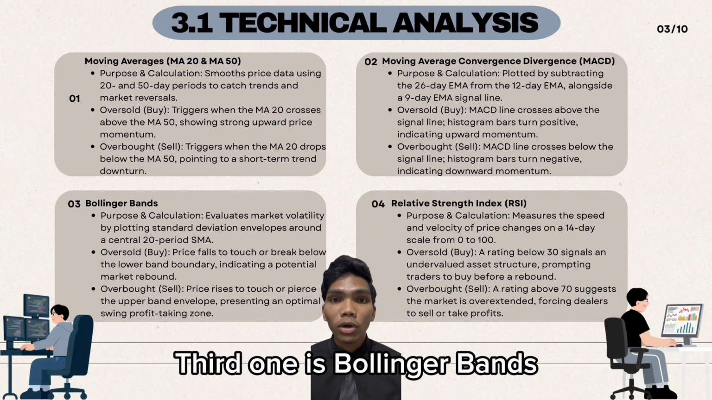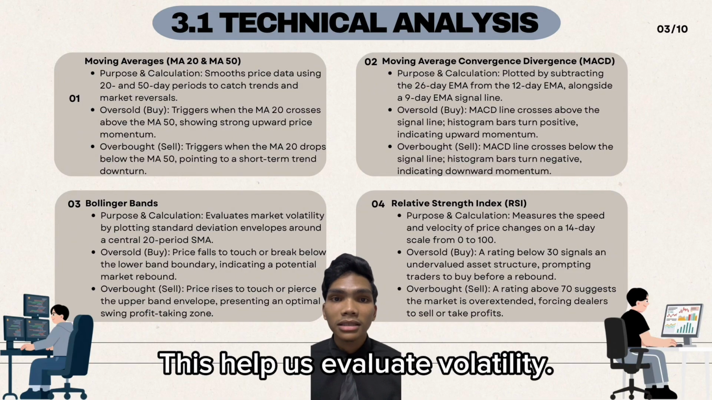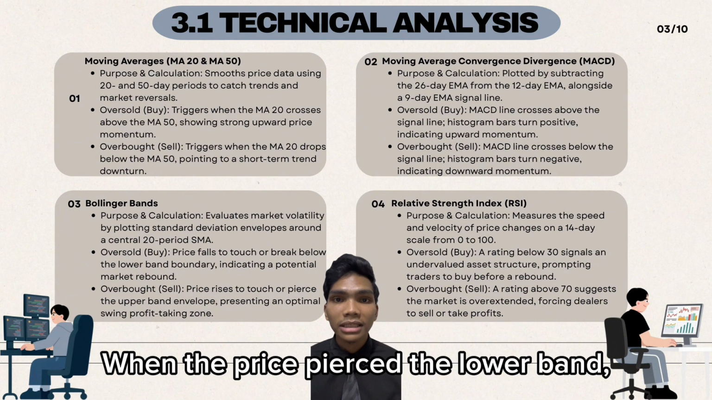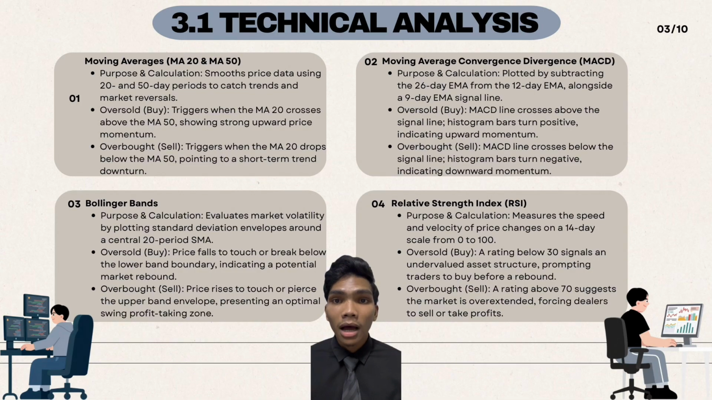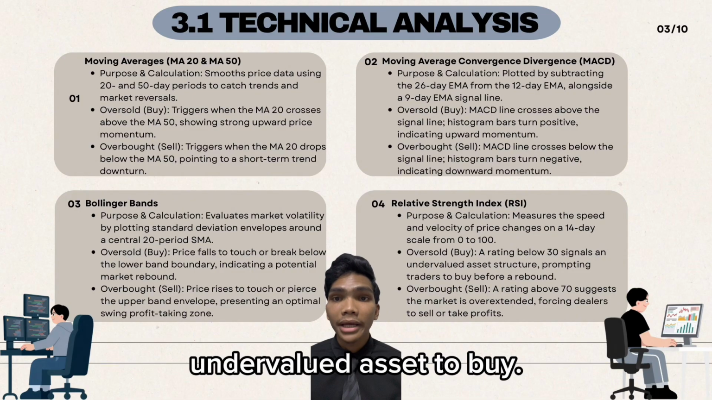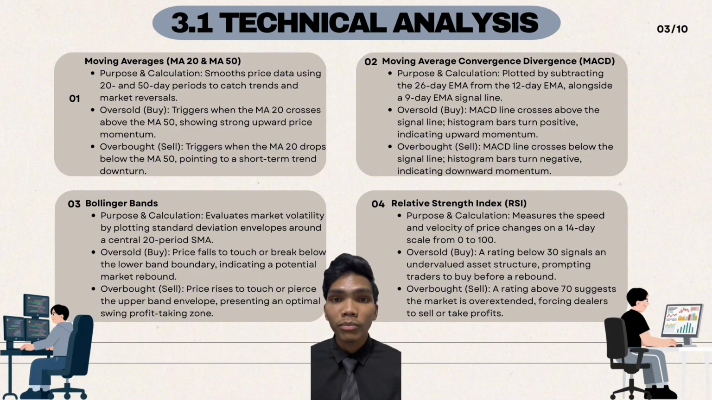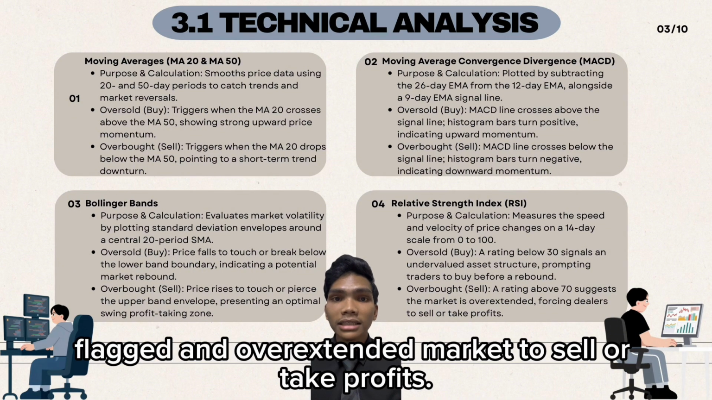Third one is Bollinger Bands. This helps us evaluate volatility. When the price pierces the lower band, it signals an undervalued asset to buy. Touching or breaking above the upper band envelope flagged an overextended market to sell or take profits.